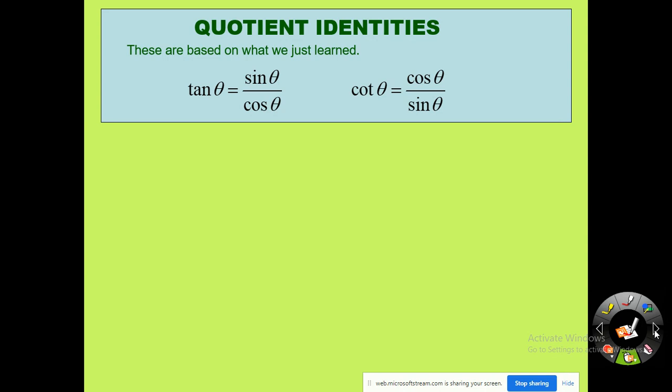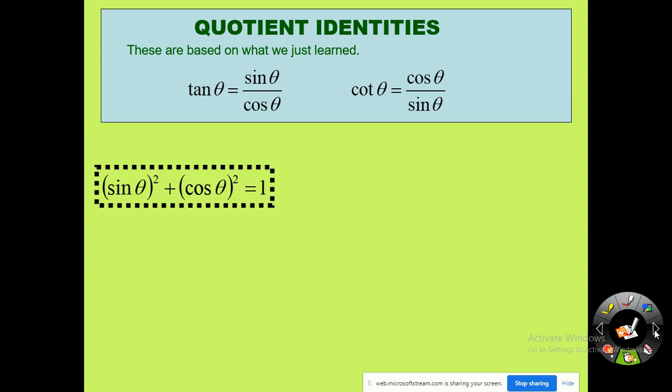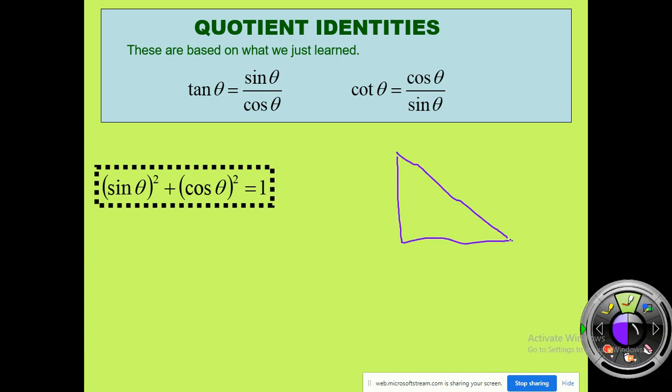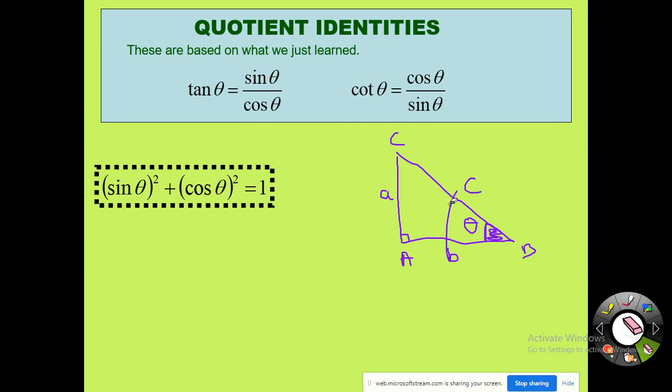And there is a relation between sine and cosine. Sine squared theta plus cosine squared theta is equal to 1. What does it mean? I'll show you what it means. If I draw a triangle, any triangle, okay, it's a right triangle, A, B, C. If I take this angle here and I name this angle theta, okay, so if you take sine theta, this is A, this is B, and this is C. Okay, I'm proving for you this formula.